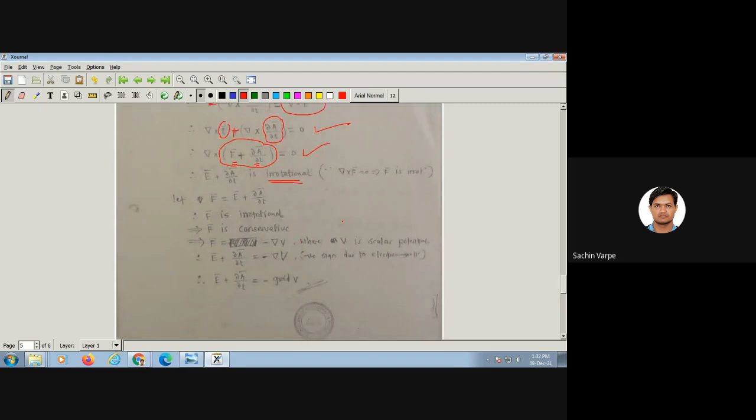So with this, we can proceed by considering F bar to be E bar plus ∂A bar/∂t. As it is irrotational, it will be conservative, and that conserves some energy in the form of scalar potential V. So that will be minus of del V. The negative sign is due to electromagnetism. So F bar we have considered to be this. So on the left hand side we get E bar plus ∂A bar/∂t is equal to minus del V, and that is what we wanted to prove.